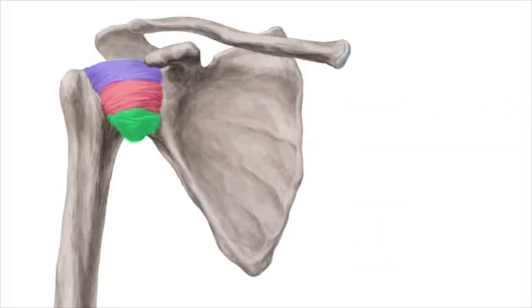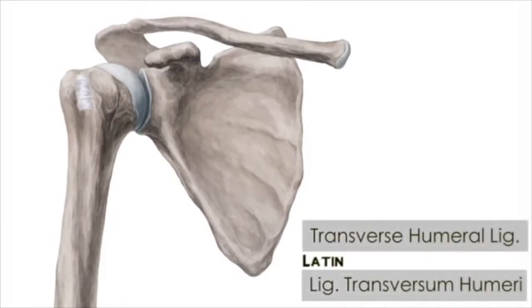Now I'm going to erase these so I can show you the 4th ligament, and this is the transverse humeral ligament, which is bridging, and we talked about on the previous slide, this is bridging the gap between the tuberosities, and it's found more laterally.